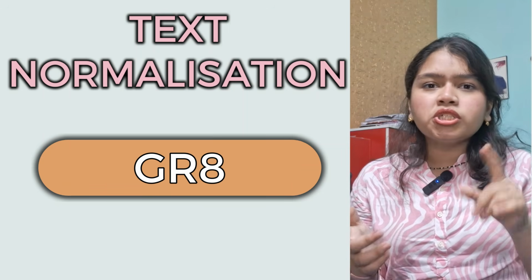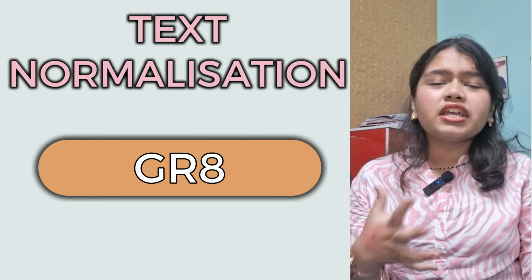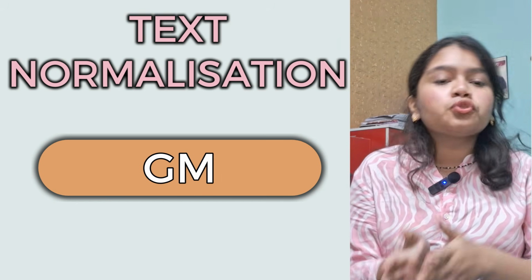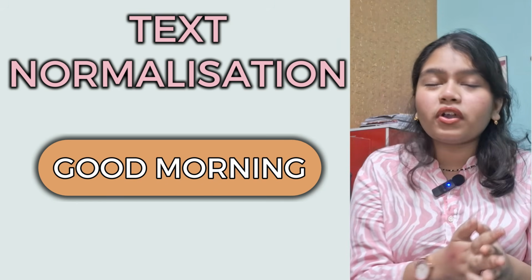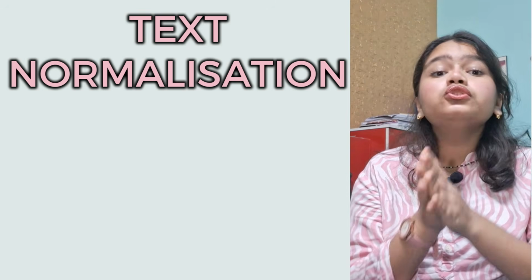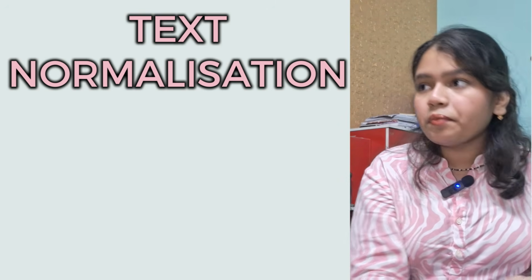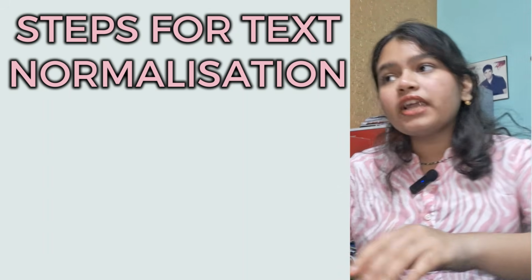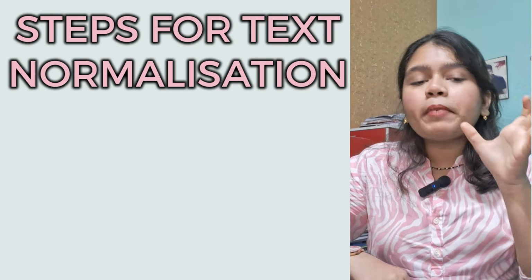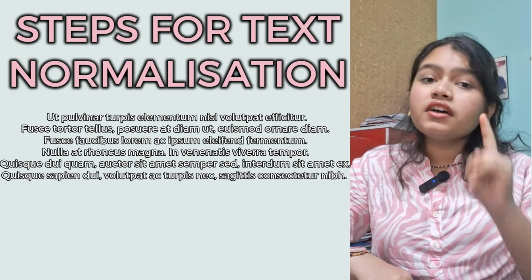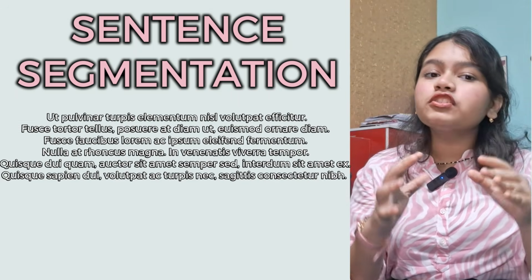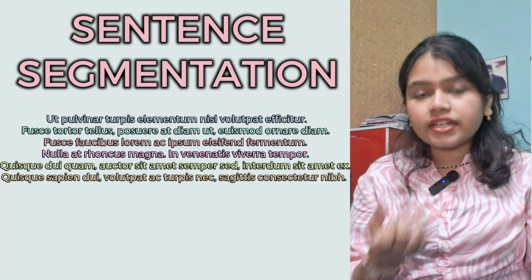If I'm writing GR8 or GRT, it needs to be converted into great. If I'm writing GM, it needs to be converted into good morning. I'm saying great morning. We need to normalize the text. Okay. So there are certain steps for text normalization that we are going to study now. So if I give a paragraph, then first step will be sentence segmentation. Here the paragraph is broken down into individual sentences.